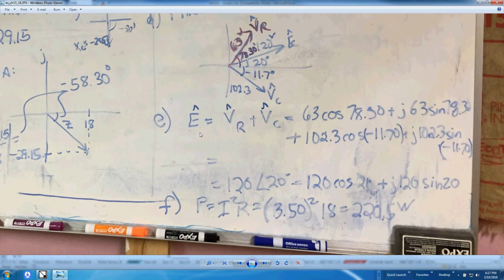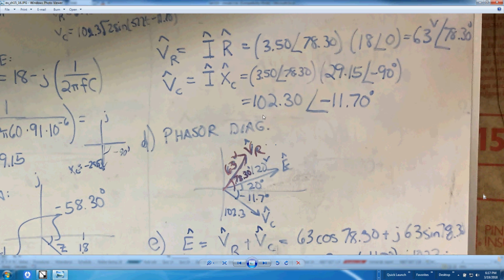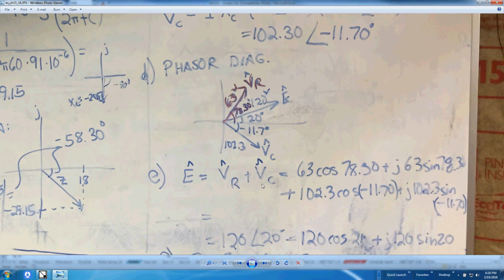Part E says to verify Kirchhoff's voltage law through the circuit, which is going to be the source voltage equals the sum of the voltage drops. So what I did was I calculated the voltage drop as 63, and we have it in polar form here. I want to convert it to rectangular form so we can add it. So it's going to be 63 cosine of the angle here plus J 63 sine of the angle. That's VR. And then VC is 102.3 cosine of its angle plus J 102.3 sine of its angle.